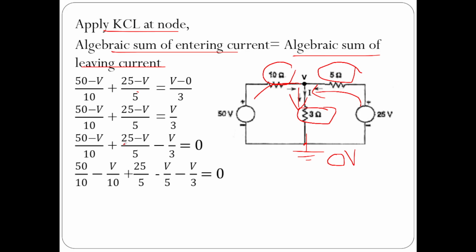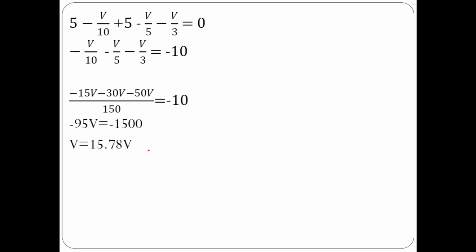50 minus V by 10 plus 25 minus V by 5, I have sent this V by 3 to left side. So minus V by 3 equal to 0. So 50 by 10 minus V by 10 plus 25 by 5 minus V by 5 minus V by 3 equal to 0. I have simplified, I have split these two terms. And further 50 by 10 is 5, 25 by 5 is 5. So I have got here 5 minus V by 10 plus 5 minus V by 5 minus V by 3 equal to 0. Just simplify it further.